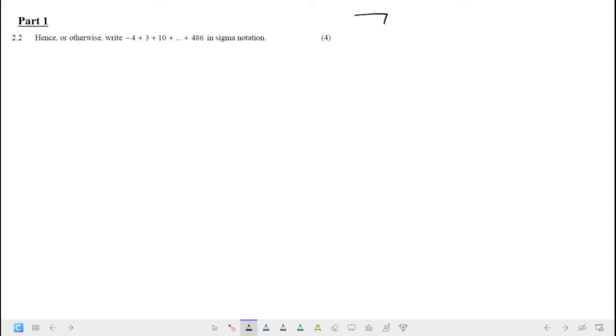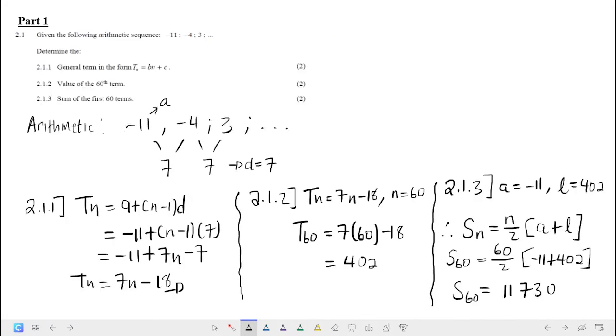Now a sigma notation is this symbol, and inside this symbol we need to have the general equation for what? For the arithmetic sequence. Now, why am I saying it's for the arithmetic sequence? Remember, the question says hence. So the minute the question says hence, it means we already discovered this sequence here.